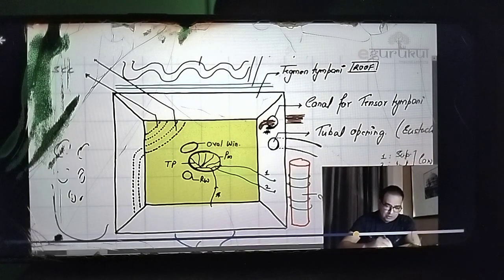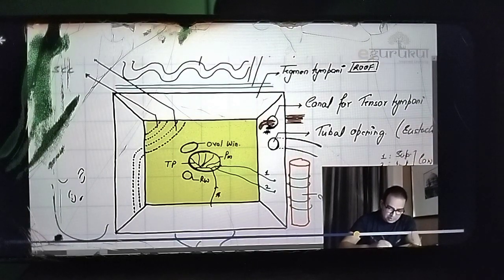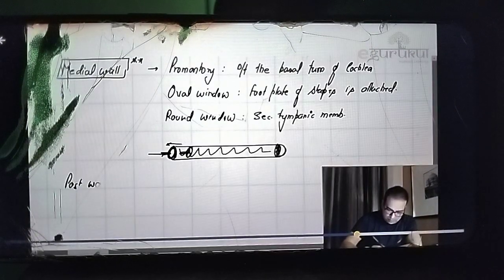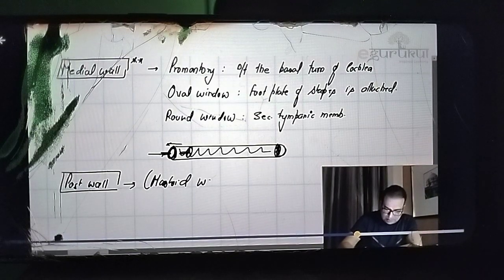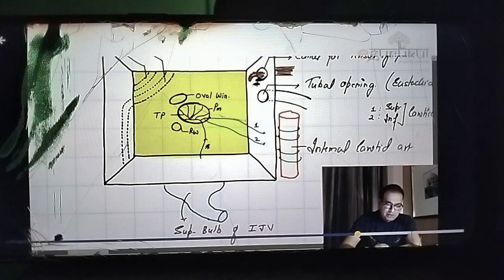So that's why this posterior wall is called a mastoid wall. Let's close this off. That is the mastoid wall. Two, three important features of the posterior wall that you need to remember. One, you can already see that we have the facial canal running behind it.